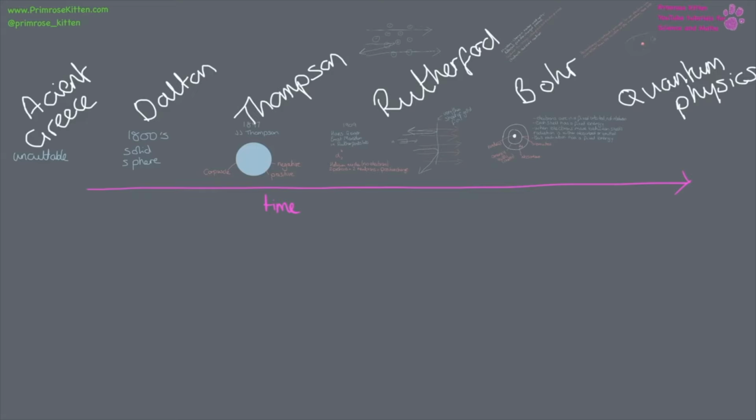The model of atoms changed quite a lot over time. You don't need to know all the details of this, you need to know that Rutherford was responsible for discovering the nucleus and protons, that Chadwick discovered neutrons, and that Bohr developed our current model.